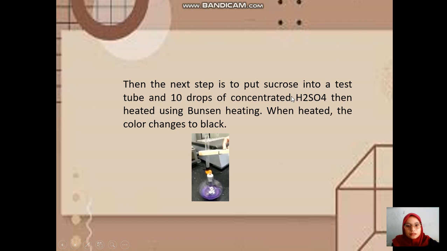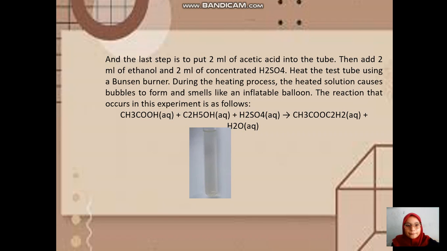Then the next step is to put sucrose into a test tube with 10 drops of concentrated H2SO4, then heat it using a Bunsen burner. When heated, the color changes to black.